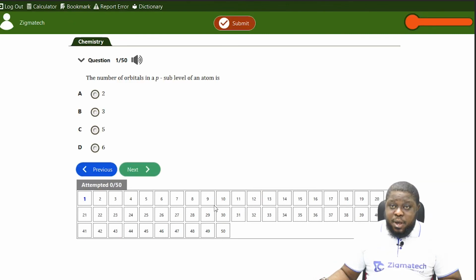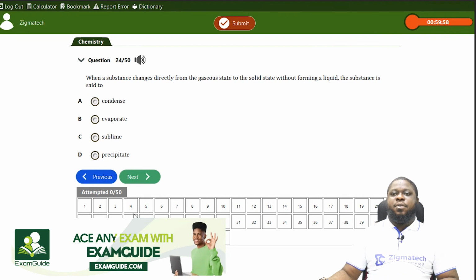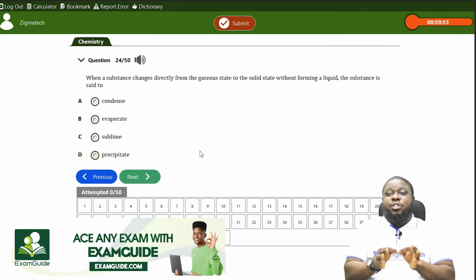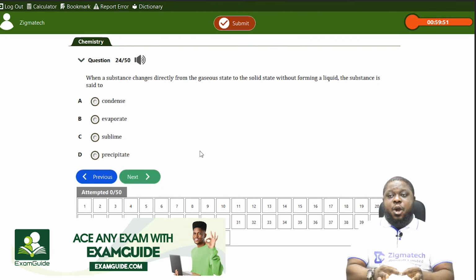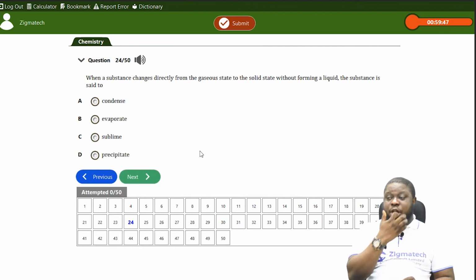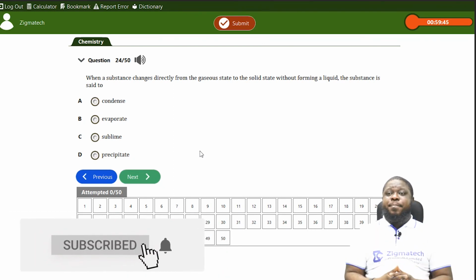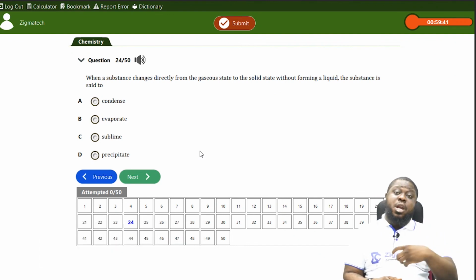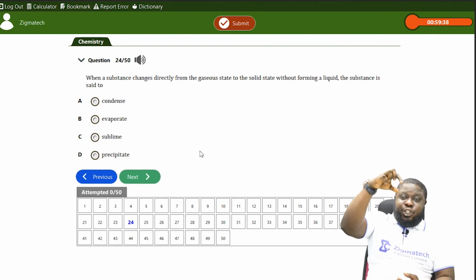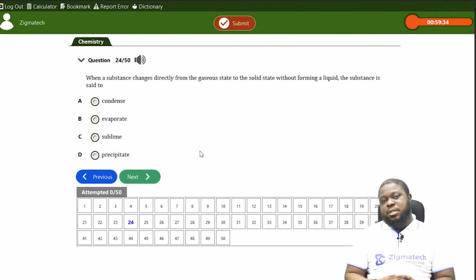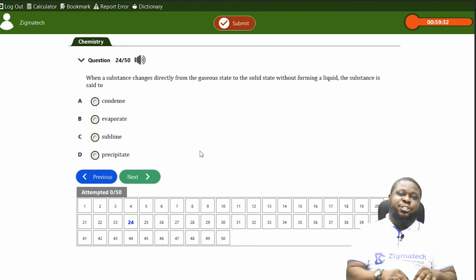Now, 2012, question 24. Now they say when a substance changes directly from a gaseous state to the solid state without forming a liquid, the substance is said to... I told you the process whereby a solid changes to gas without passing through a liquid state is sublimation. But that solid is called a sublime solid. I told you. That solid is called a sublime solid.